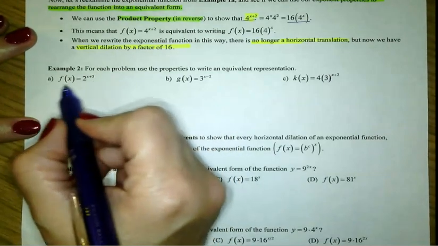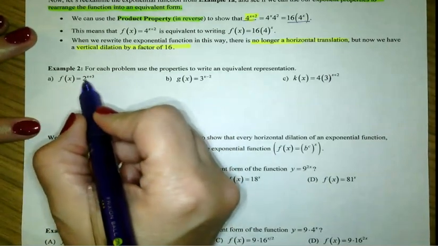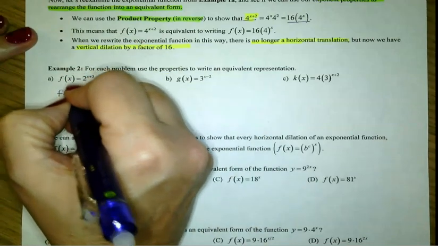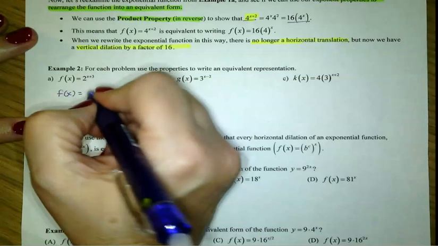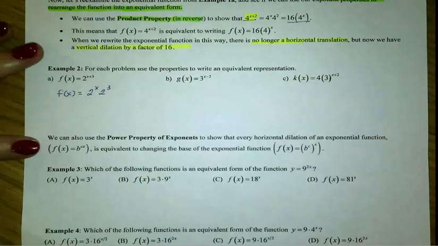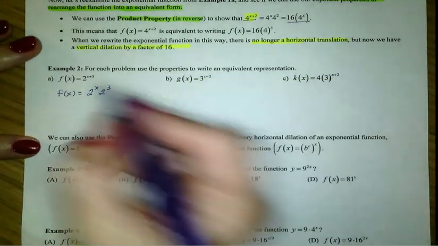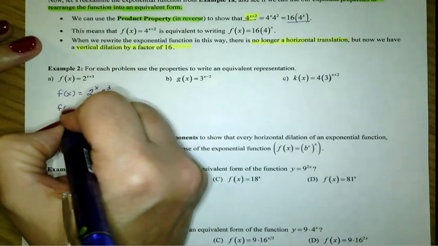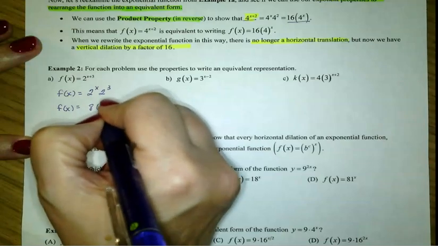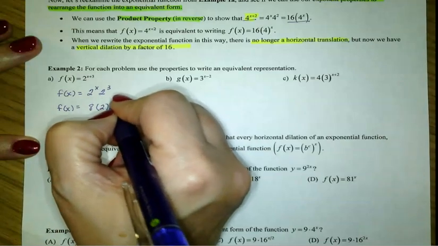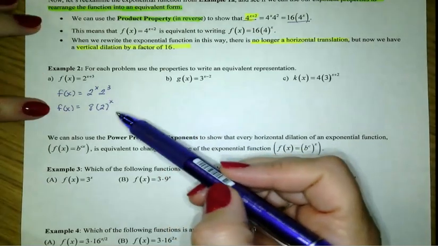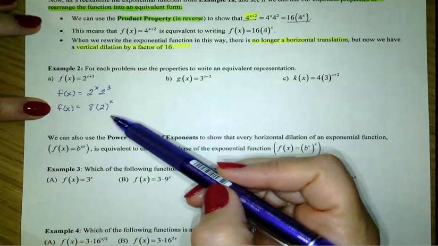So when we look at this function, f of x, we can see that that's 2 to the x plus 3. So we know that we applied that product property. So that would have been 2 to the x times 2 to the 3. And so now that we have applied that product property, we know we can rewrite that as 2 to the 3rd power, which is 8, and then we're left with 2 to the power of x. So it started out as a horizontal translation. It ended up as a vertical dilation.